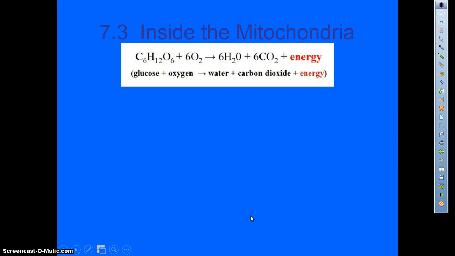We are going to finish up this chapter looking at the efficiency of ATP production in both the electron transport chain and cellular respiration, and also in fermentation. So we're going to start with this reaction, which is the classic reaction for cellular respiration, taking in glucose and oxygen from our surroundings and giving off carbon dioxide and water and energy in the process. So how much energy is actually produced is what we want to look at.